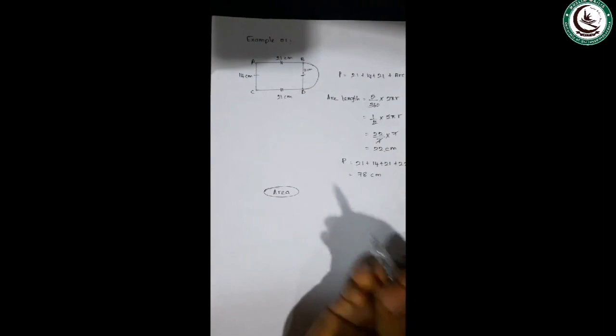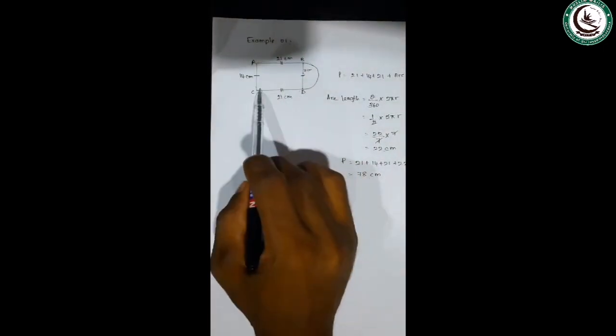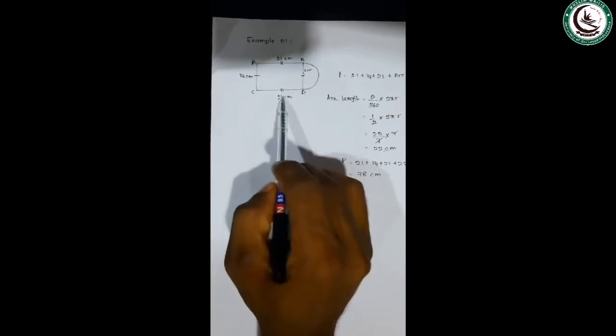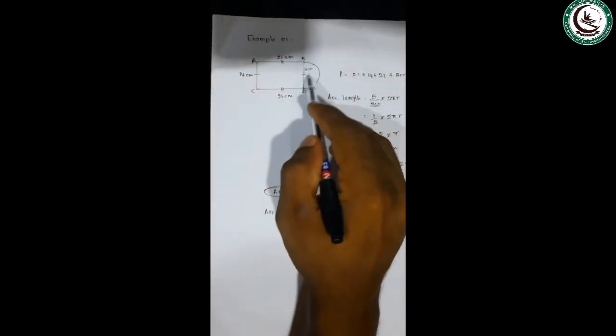So we have to find the area of this figure. We know the area of a rectangle is length into breadth. So we can write area is equal to 21 into 14 plus this area.